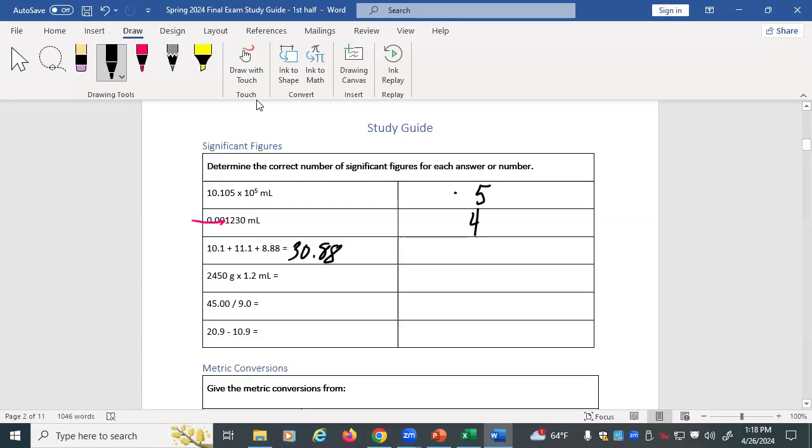And so what we have to do is remember our rules. When we add and subtract, it's not about the number of digits, it's about where the digits are. So I have 1 decimal place in the first number, 1 decimal place in the second number, and 2 decimal places in the third number. Which of those numbers is the least precise? Either of the first 2. 1 decimal place is less precise than 2 decimal places.